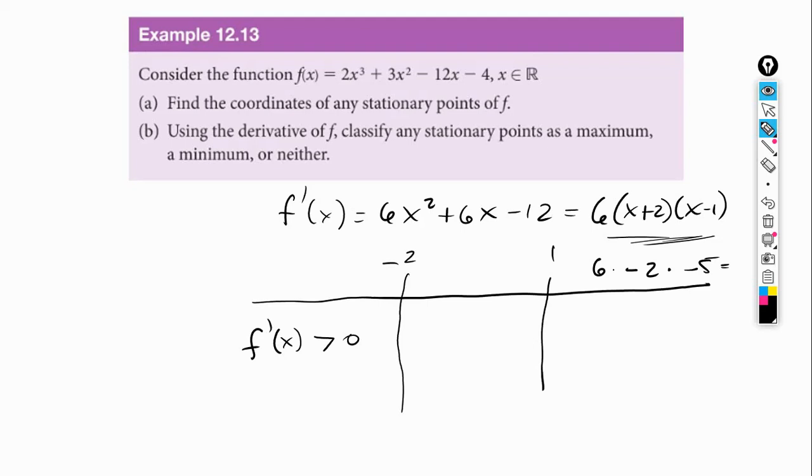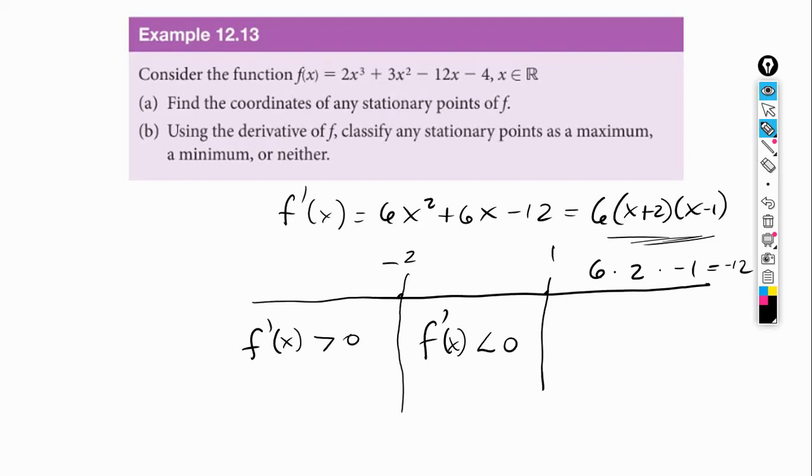So let's see what's going on between negative 2 and 1. Remember that these are the stationary points. So this is stationary and this is stationary. An easy value to plug in is 0, right? So with 0, we're going to get 6 times 2 times negative 1, and notice that this is negative 12. That means that the derivative here is going to be negative. So here the graph is decreasing. So the graph is first increasing, then it gets to negative 2, and then decreases.